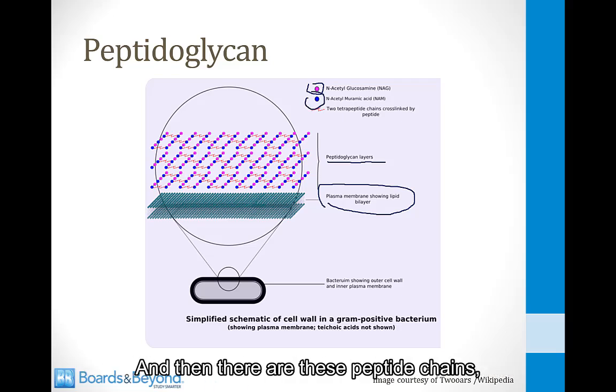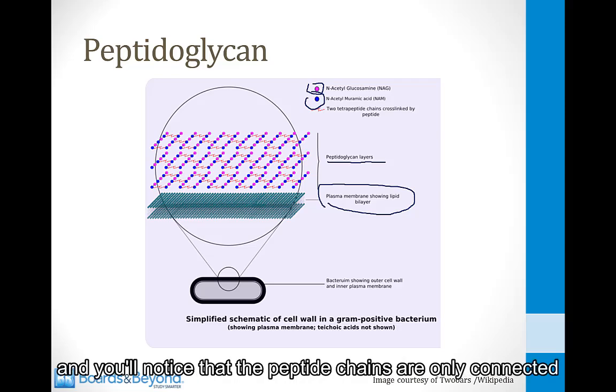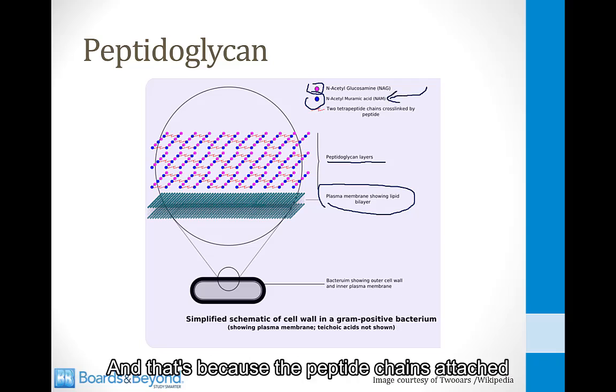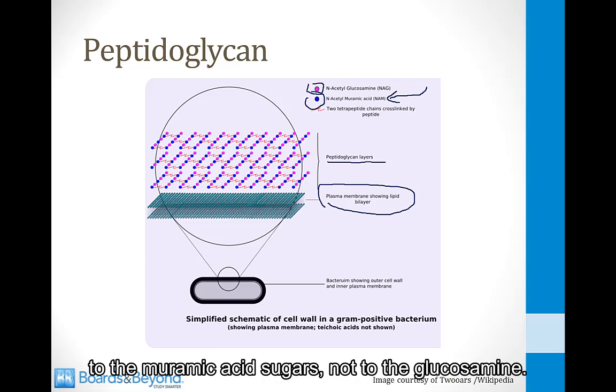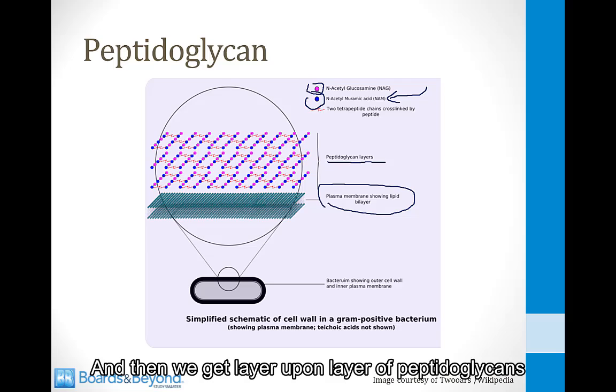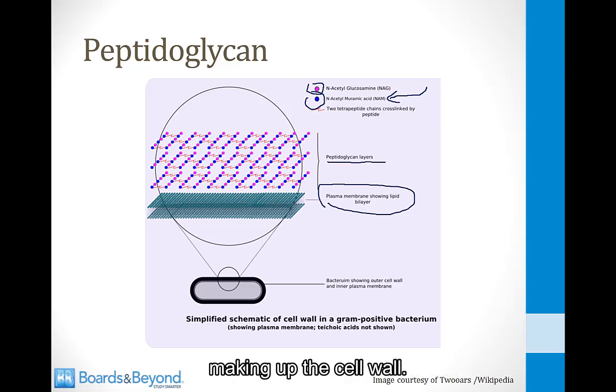And then there are these peptide chains, and you'll notice that the peptide chains are only connected to the blue dots, and that's because the peptide chains attach to the muramic acid sugars, not to the glucosamine. And so we've got sheets that are cross-linked by these peptide chains and sugar molecules, and then we get layer upon layer of peptidoglycans making up the cell wall.